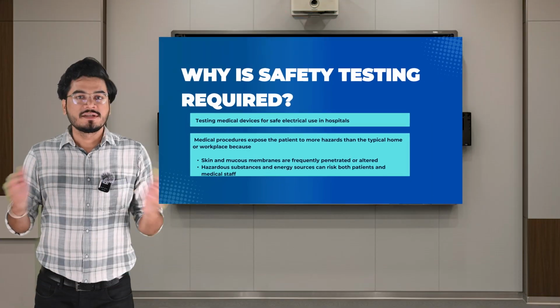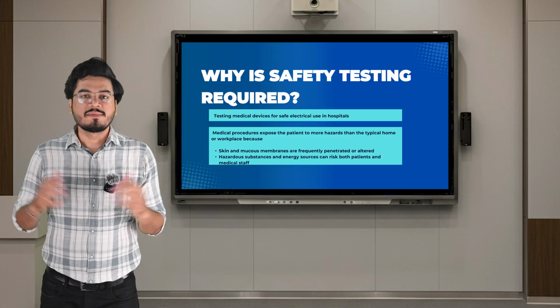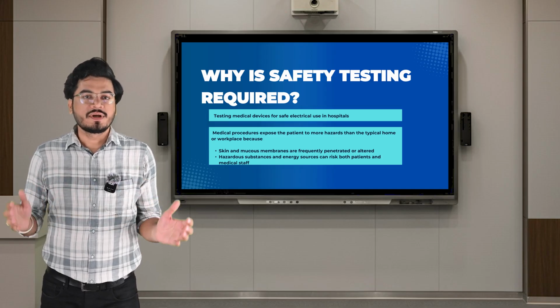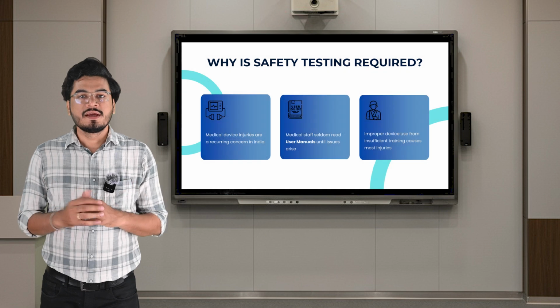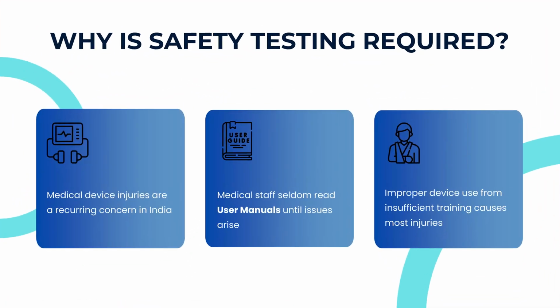So what are the hazards in medical environments? In a hospital, the body's natural protection like skin may be broken. Also patients are often weak or unconscious, so they can't protect themselves. At the same time, machines use electricity, radiation or chemicals, all of which are potential hazards.